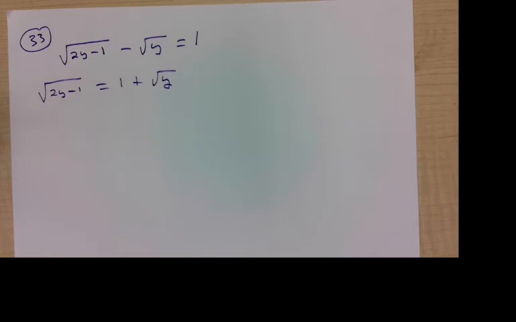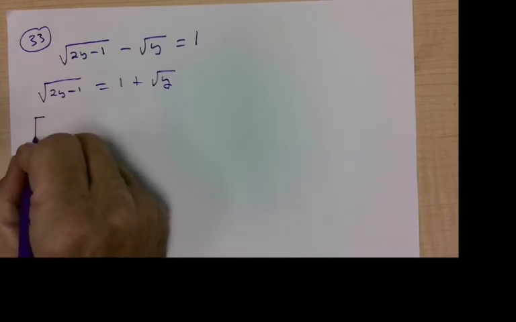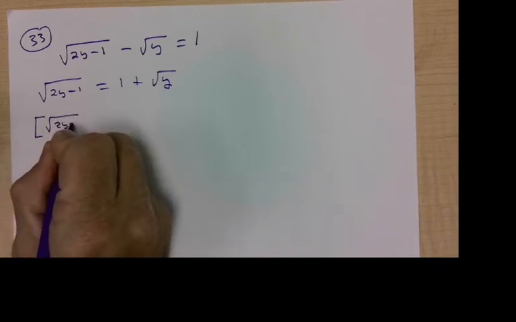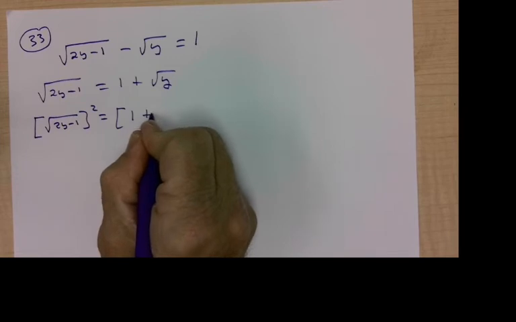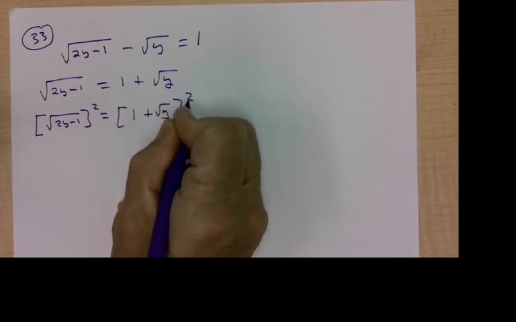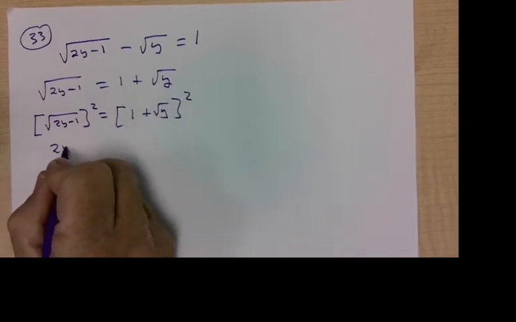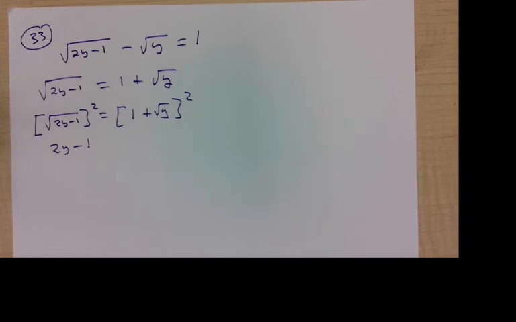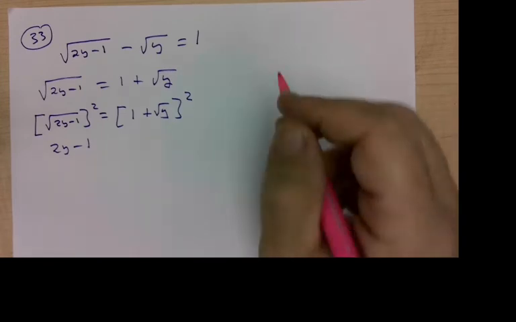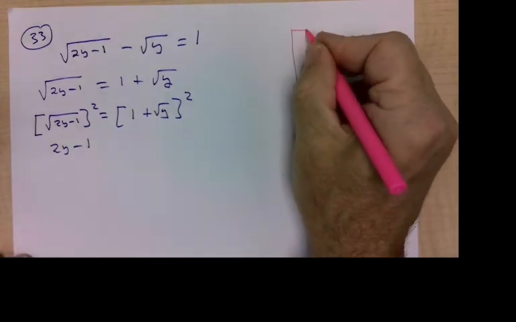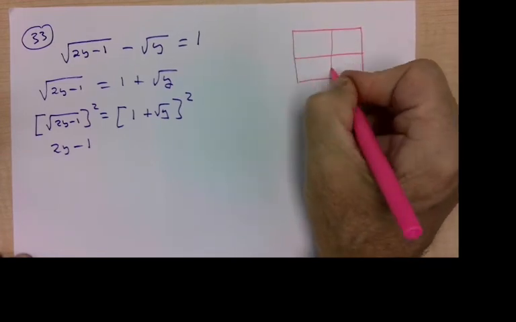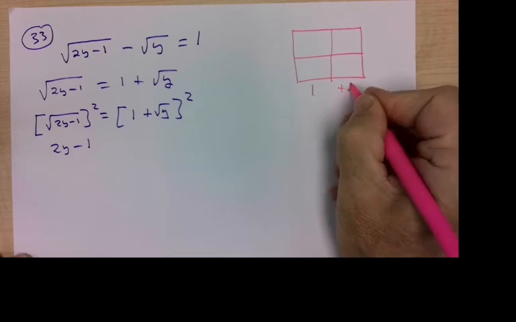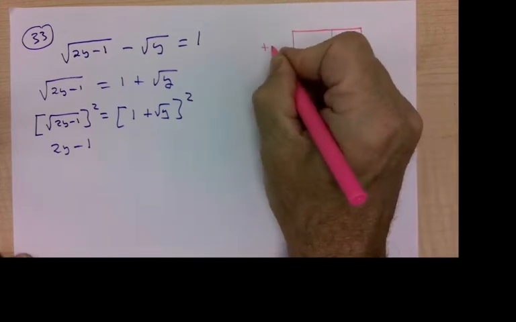Then my next job is to square both sides, but be careful when you do that, you may be introducing bad roots. Square root of 2y minus 1, squared, equals 1 plus root y, squared. So the left-hand side is 2y minus 1. The right-hand side, 1 plus square root of y squared. Let's multiply that out. 1 plus root y times 1 plus root y.